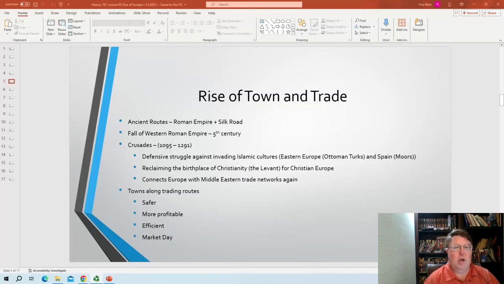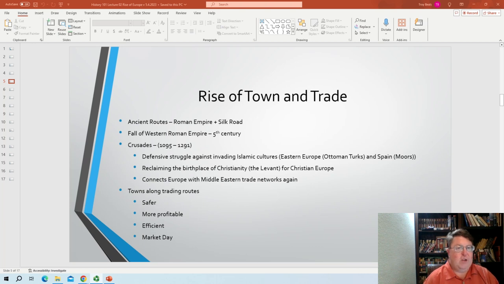History 101, Lecture 2, Rise of Europe, the rise of town and trade. One of the major aspects of the development of Europe between the 11th and 16th century is the rise of town and trade.